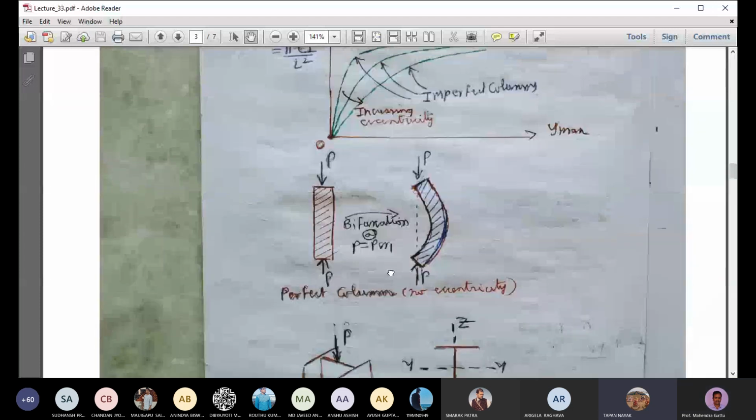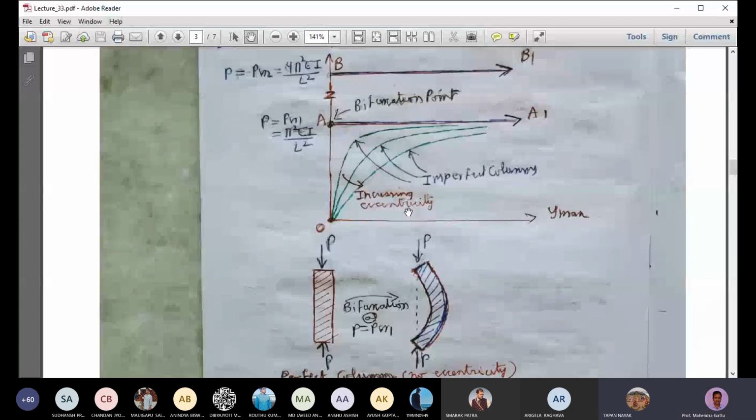Buckling means bending. But buckling is for this column. We are applying the axial load, and at a certain point the column will prefer to go into a bending mode.